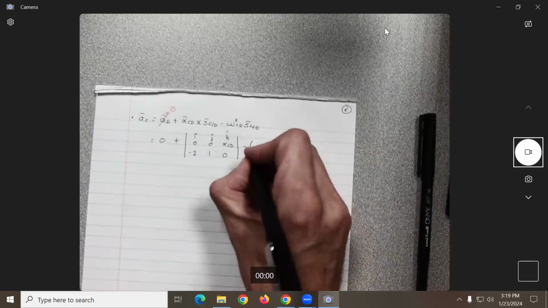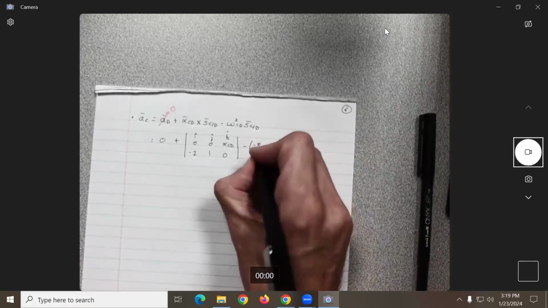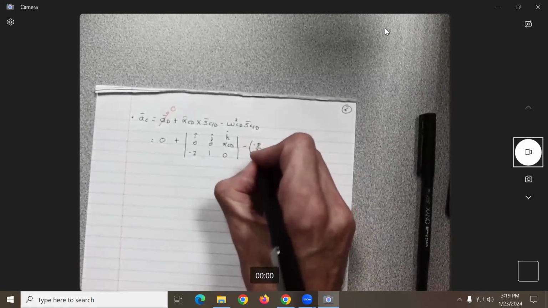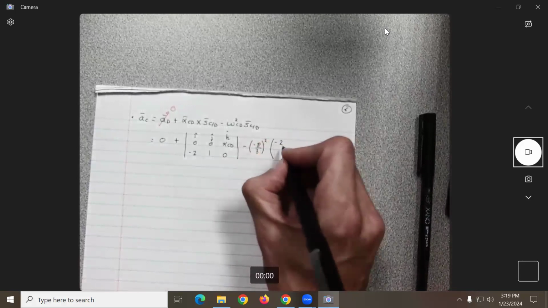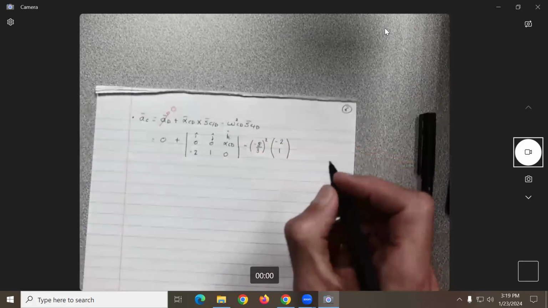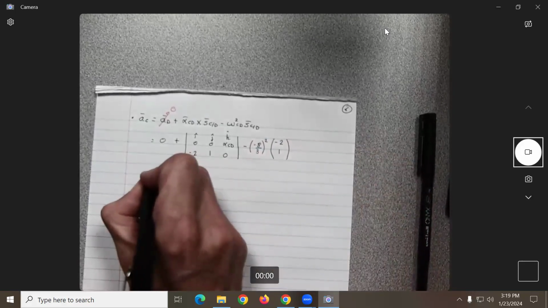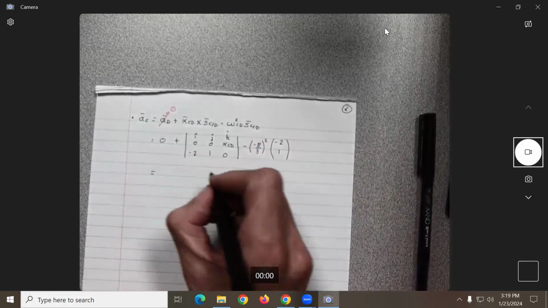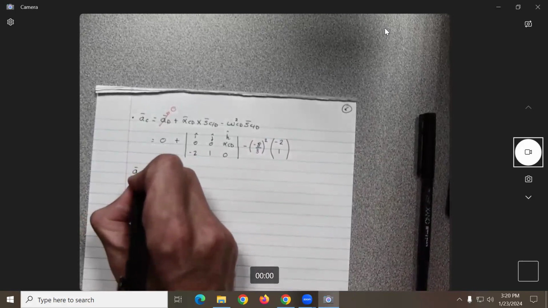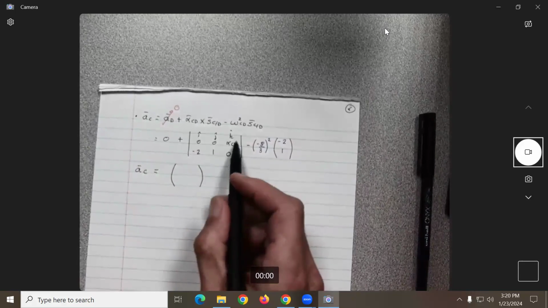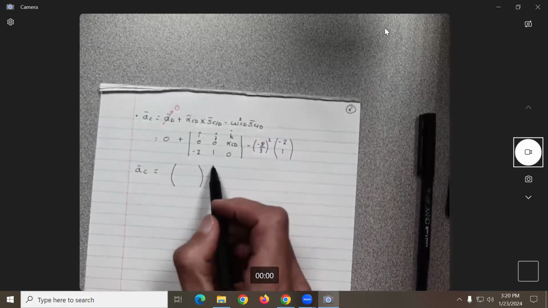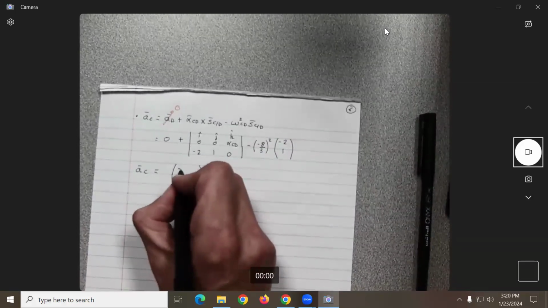Negative 8/3, no? Squared, of negative 2, 1. Okay, so this is going to give us what? This one, let's see, by now you know. Is the X going to switch signs or not? Yes, it is the one that switches signs. Minus alpha CD.